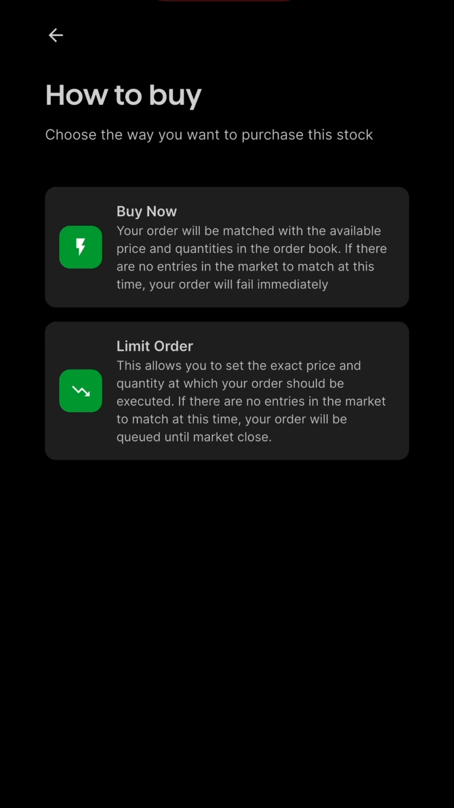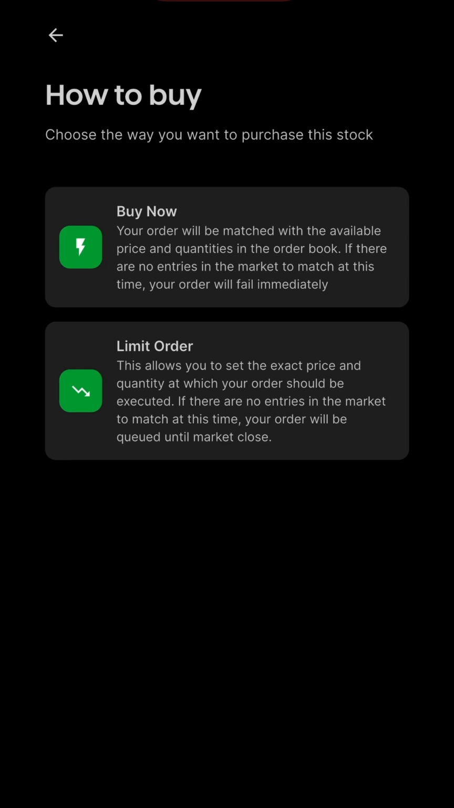So for example, let's say the value of the share right now is 8 naira. It is 8 naira per share, and you want to only buy when it is at 5 naira per share, and you don't want to be monitoring price movements all the time. So you can set a limit order for that particular price.